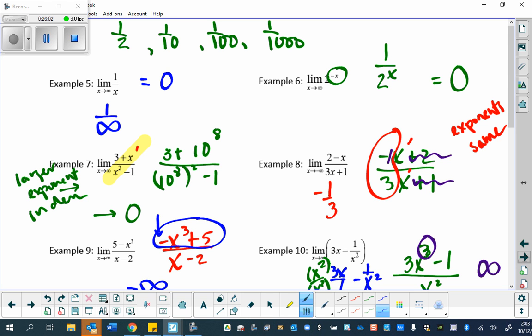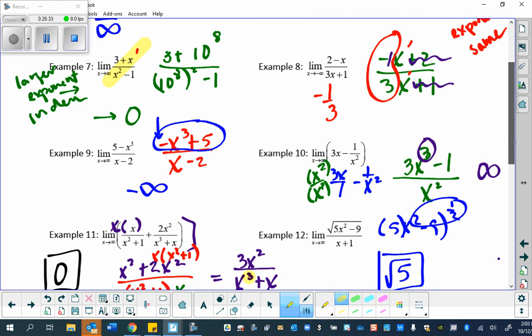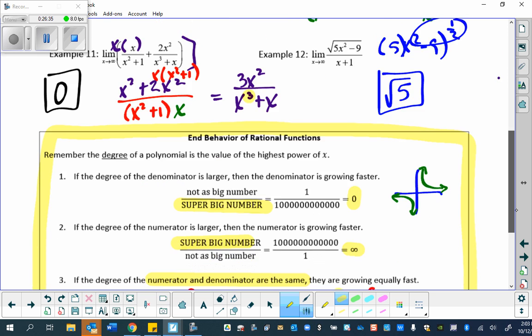I can't plug infinity in, so what I need to think about is I'm actually plugging in each time a bigger and bigger number. If that big number is in the denominator, my value is getting smaller and smaller, approaching 0. If that value is in my numerator, then my value is getting bigger and bigger, approaching infinity. If I have the same powers, then I'm approaching 1.